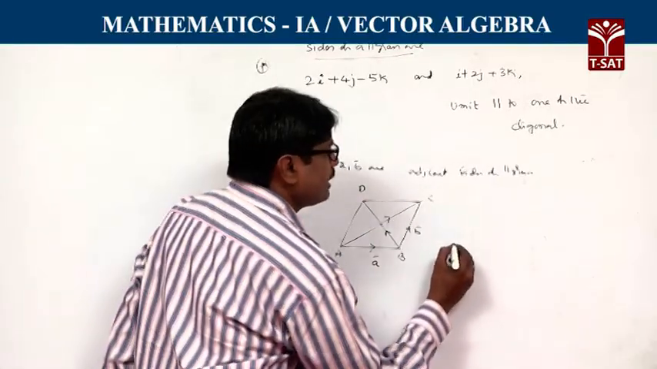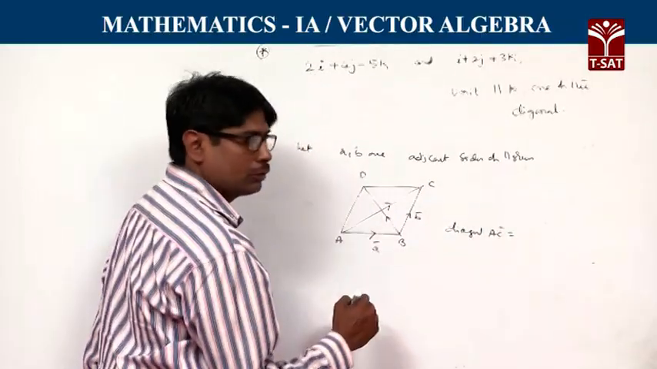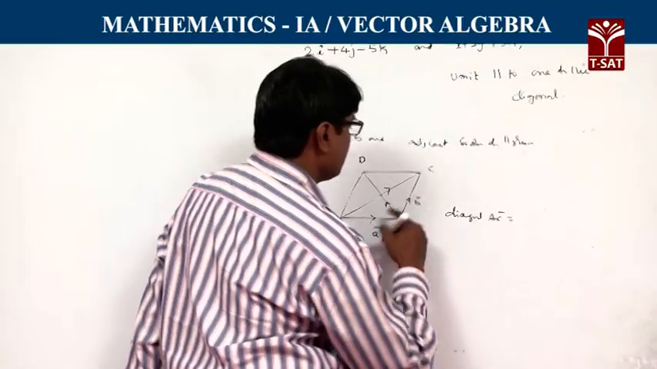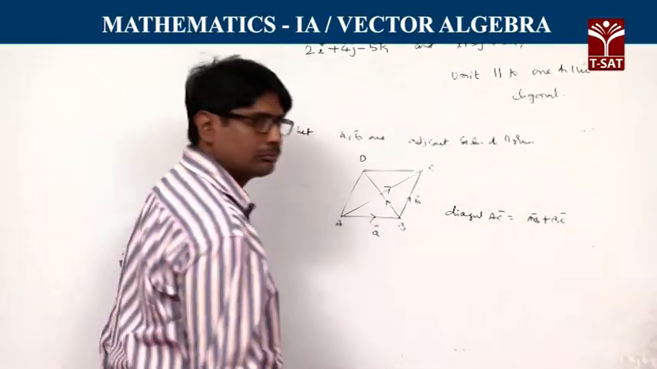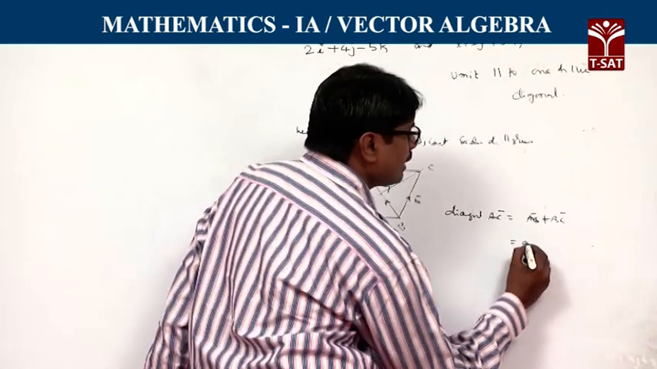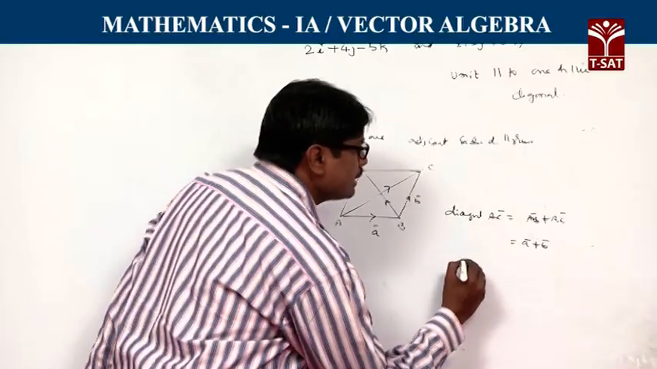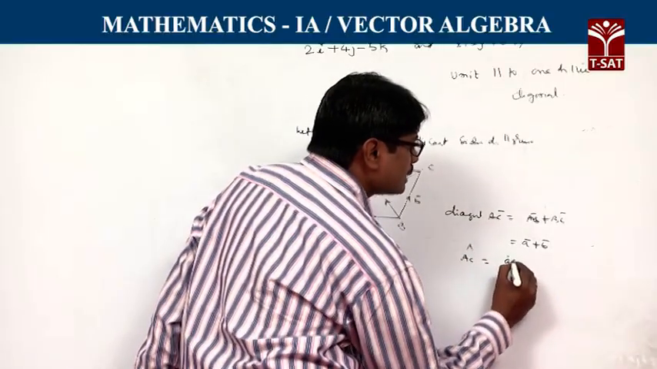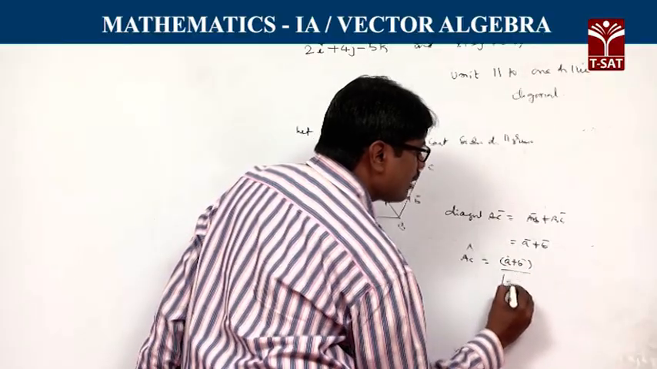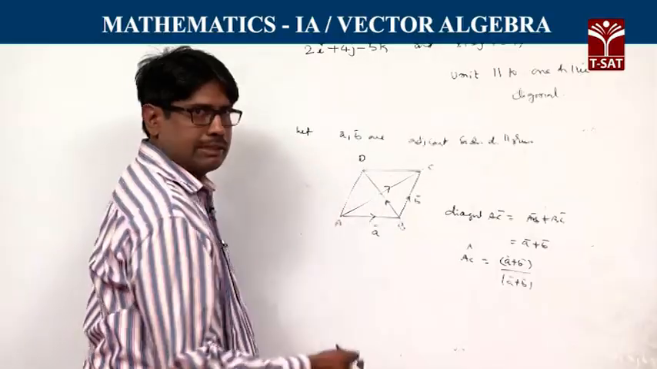The diagonal AC bar is equal to AB bar plus BC bar, and that is nothing but a bar plus b bar. Its unit vector, AC cap, is equal to a bar plus b bar divided by mod of a bar plus b bar. That is the unit vector of the diagonal AC bar.